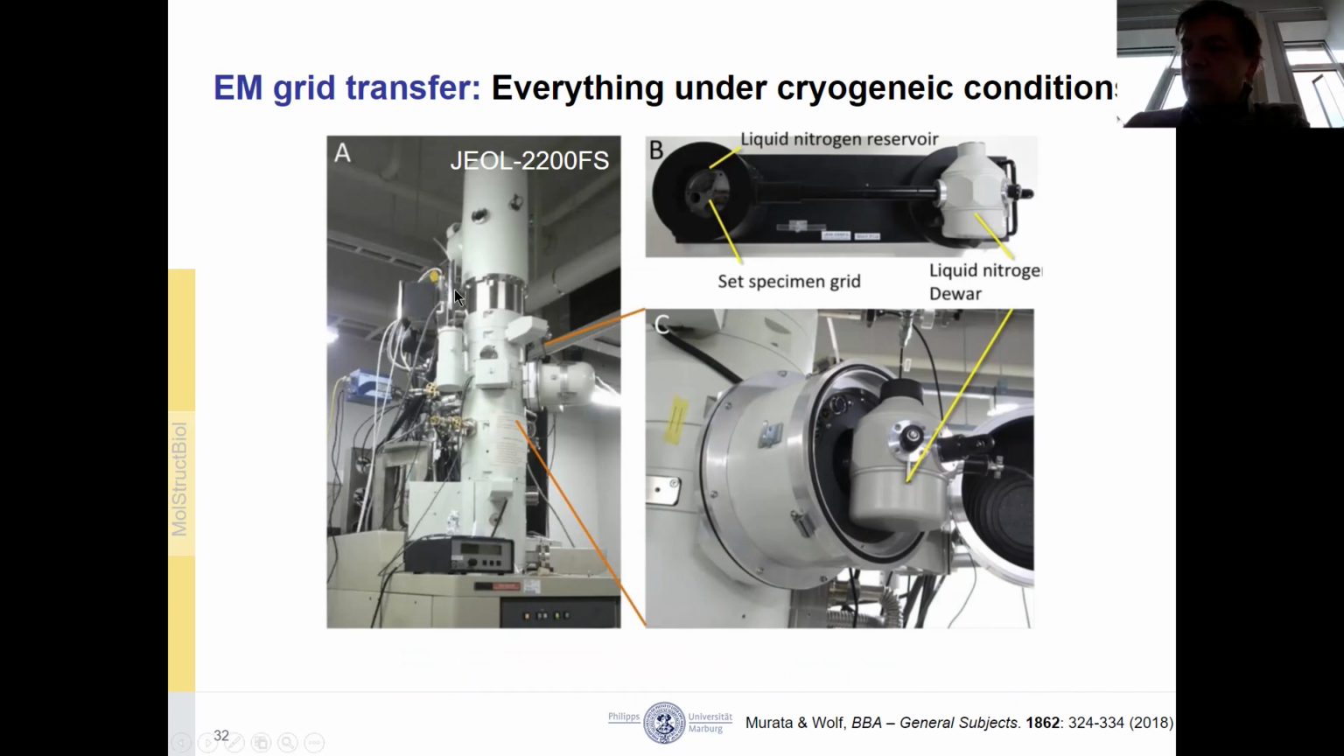So here's something more for machine-interested people. This is a Dual 2200 with a field emission gun mounted on top. This is the tube, the high vacuum tube. This here is a typical EM grid transfer unit. Here's a liquid nitrogen dewar, which keeps the cryo-EM grid permanently cooled at frozen temperatures, and then you can plunge it into the microscope through this kind of airlock, a portal, to get into the high vacuum of the electron microscope itself. So that is the thing.